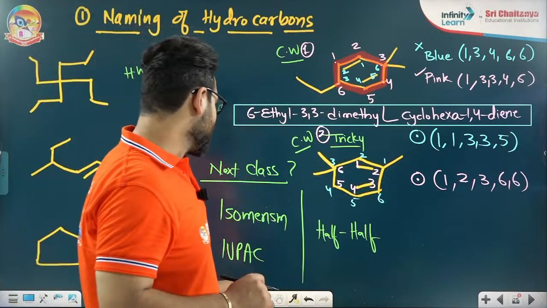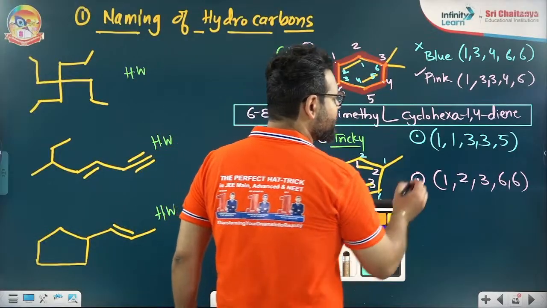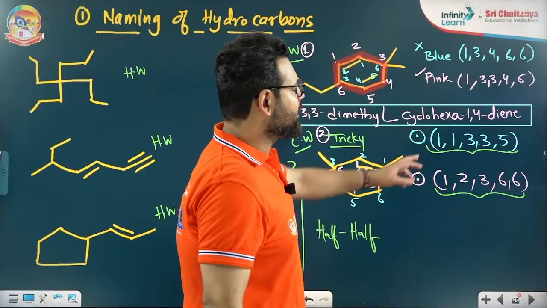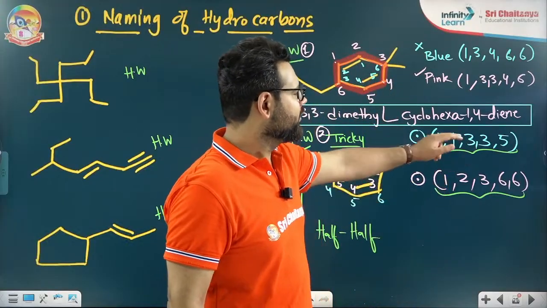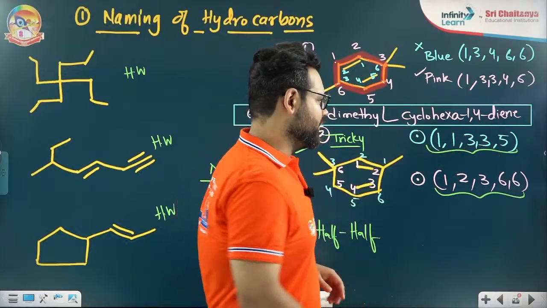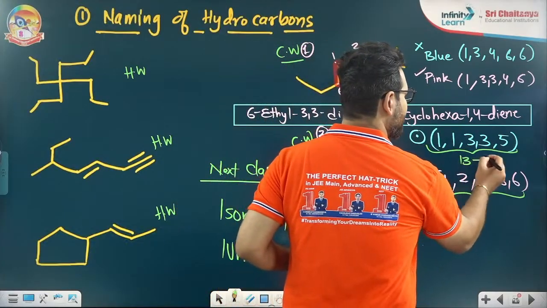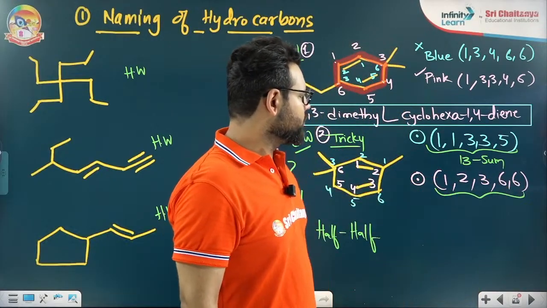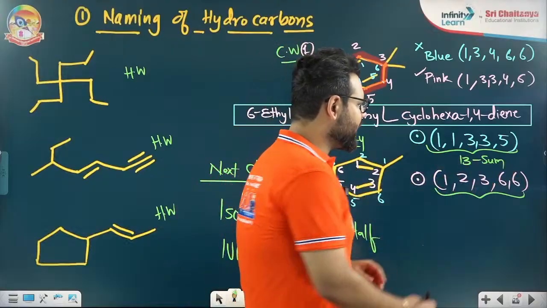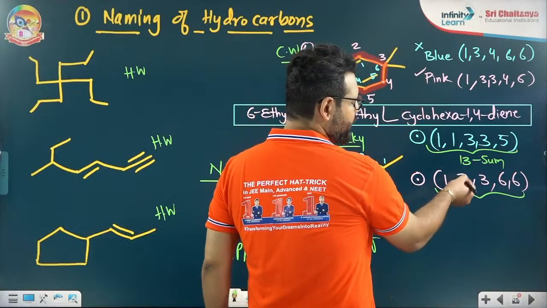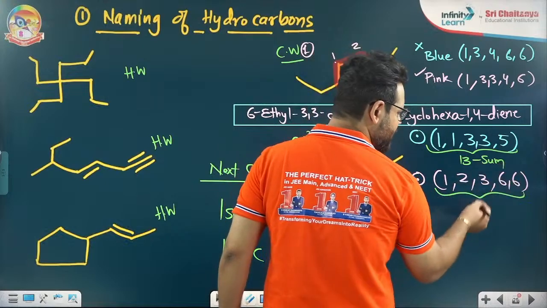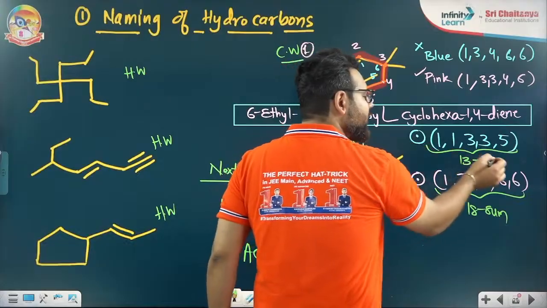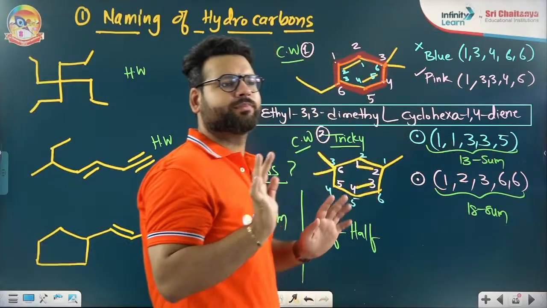Now, some of you have this bad habit of adding the locants. If you sum them, 1 plus 1, 2, 2 plus 3, 5, 5 plus 3, 8, 8 plus 5, 13. The sum is coming 13. Here I do 1, 2, 3, 3 plus 3, 6, 6 plus 6, 12, 12 plus 6, 18. The sum is coming 18. And you might go for this one. It's not correct. Never sum.